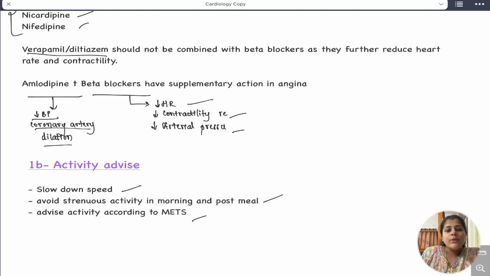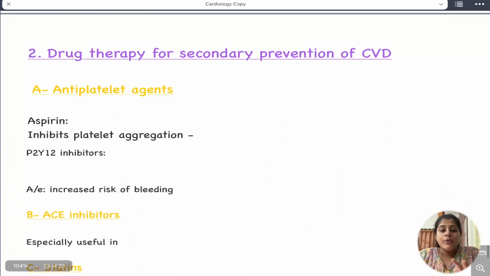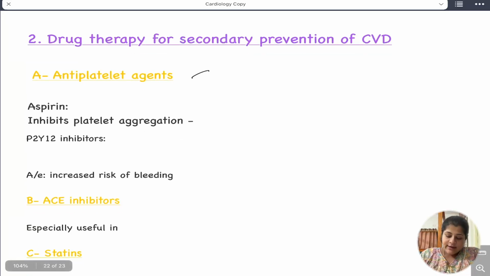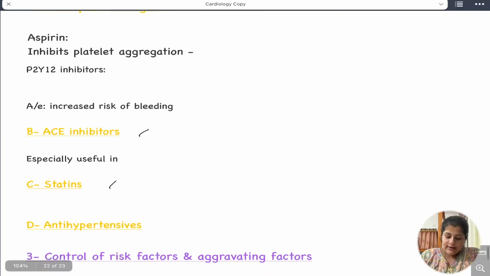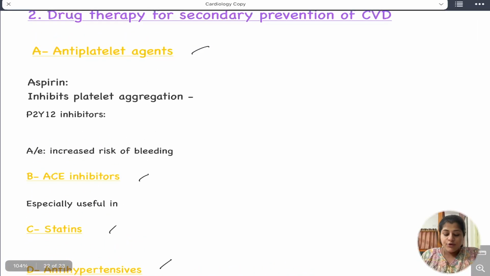Then advise activity according to metabolic equivalence. You prevented angina. Now you should also prevent expansion of the clot or formation of a new clot. So what all will you use? There are 4 main medications: antiplatelet agents, ACE inhibitors, statins, and antihypertensives. If you don't remember anything, you should remember this one. Aspirin. Aspirin is something you should never forget in the treatment of patients with IHD.